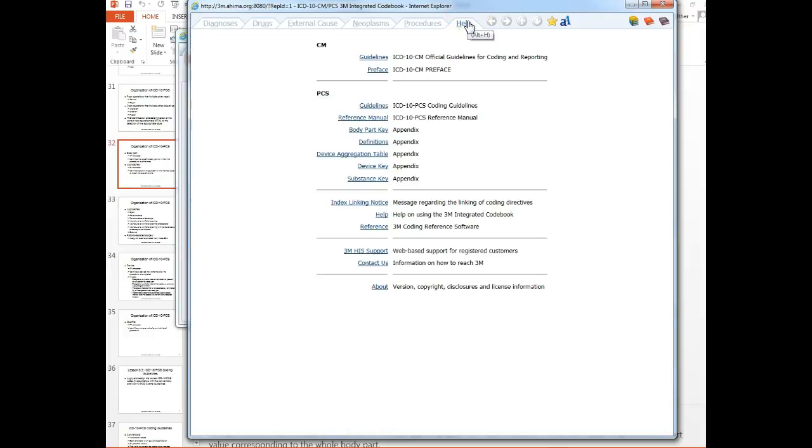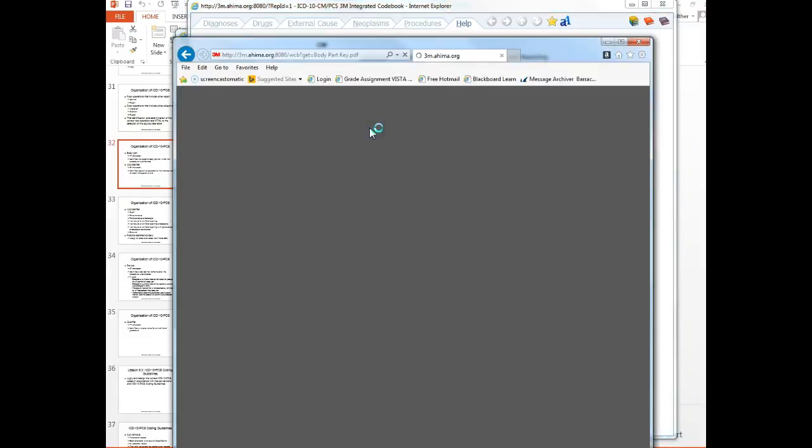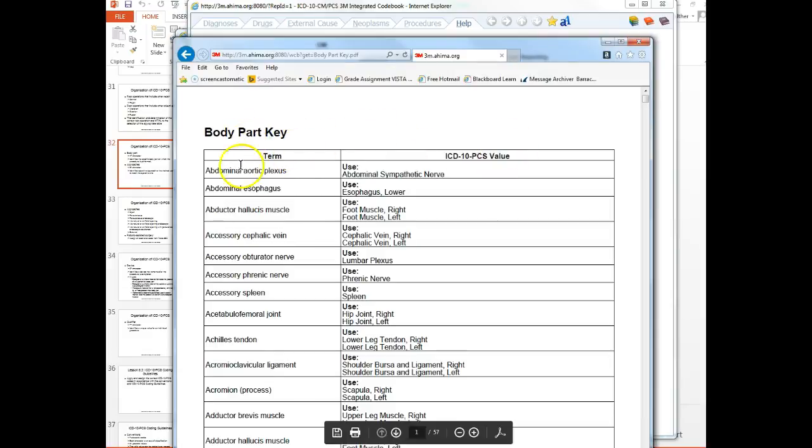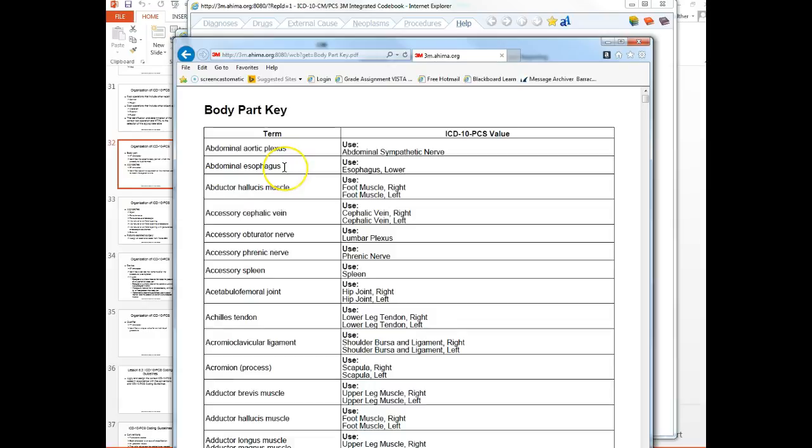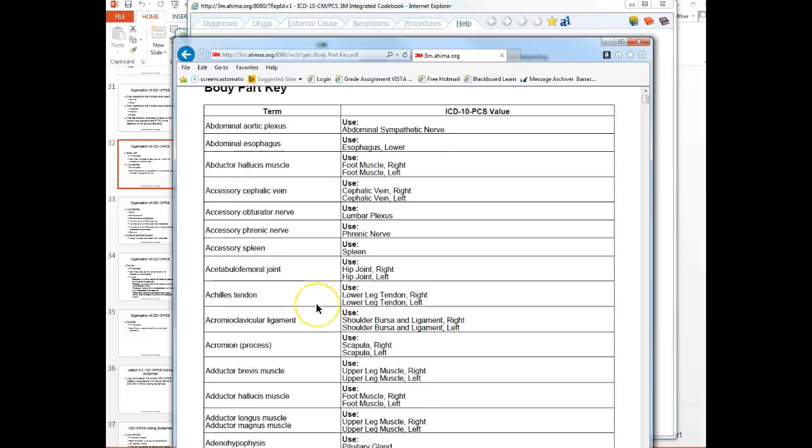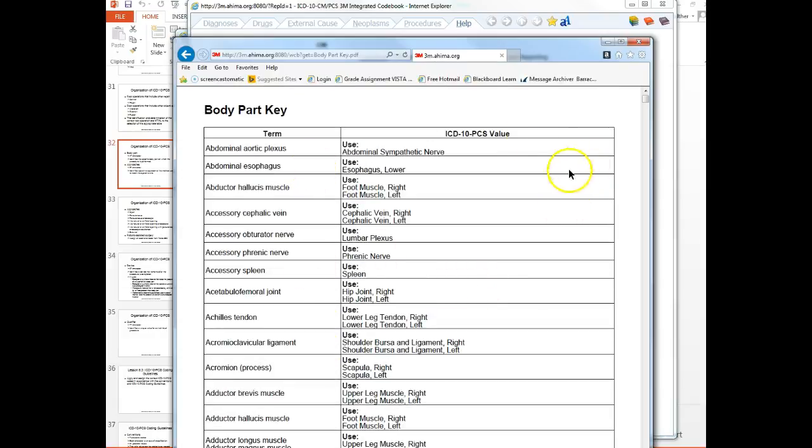The other thing that I want to point out to you is that if I click on Help and I go to PCS for Procedural Coding System, I have the guidelines here on the reference manual. I have a body part key. If I click on that body part key, it opens up and it shows me different body parts. So, for instance, abdominal esophagus, I would use the body part of esophagus lower. Accessory spleen, I would use the body part of spleen. For the Achilles tendon, there is no body part for Achilles tendon. I would use the body part of lower leg tendon right or lower leg tendon left. So you may also find this body part key to be very helpful, and it's very comprehensive.